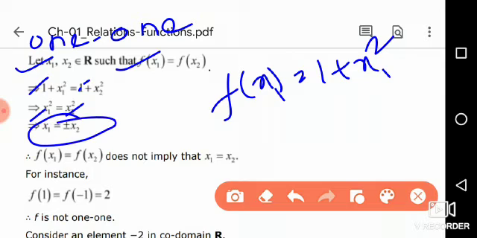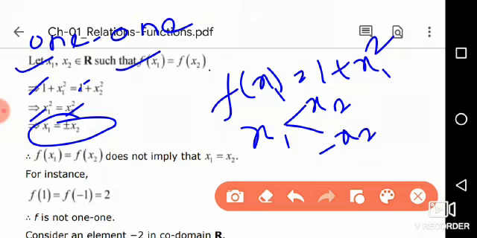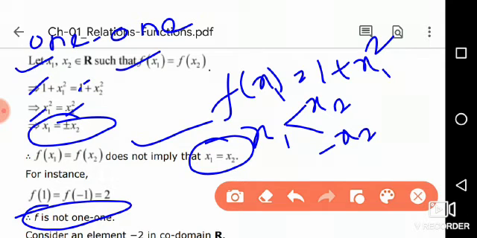x1 will be equal to plus or minus x2. Since the domain is the set of real numbers, the positive and negative values are both in the domain set. Therefore x1 has two elements, one is plus x2 and another one is minus x2. Therefore we can say that f of x1 equal to f of x2 does not imply that x1 is equal to x2. Therefore the given function is not 1-1. The given function is not 1-1 because x1 has two images, which does not satisfy the 1-1 function.